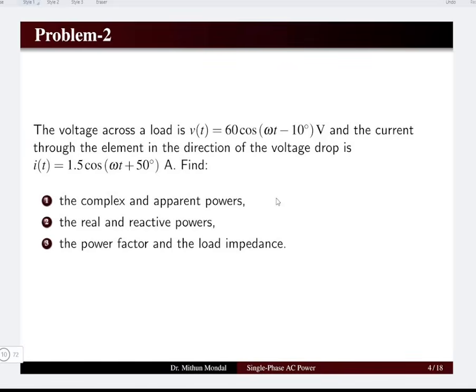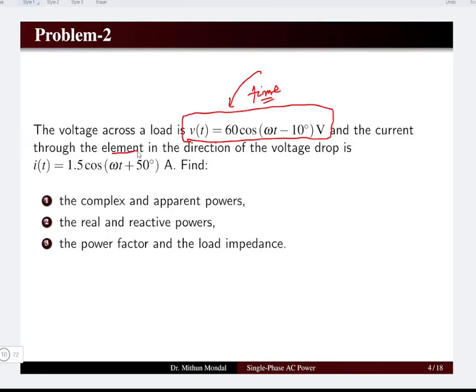The next problem, we will be having the instantaneous voltage equation of the load as 60 cos(omega t minus 10 degree) volt. So this is the representation in the time domain. When we represent it in the phasor domain, it will not have the frequency term. Here we are having the time domain.